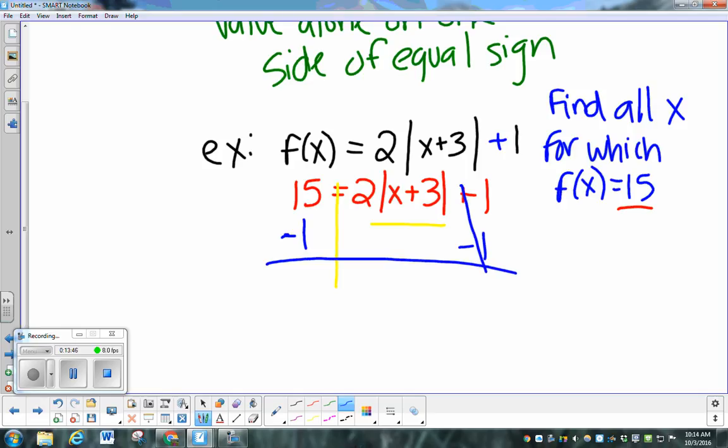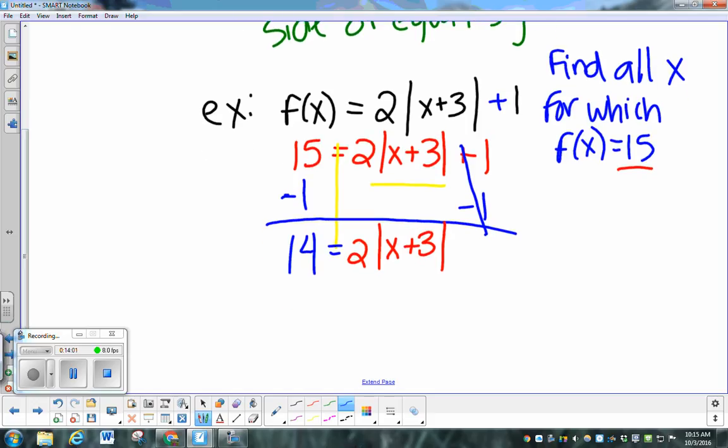So the plus 1 and minus 1 cancel out. On this side, we still just have the 2 times the absolute value of x plus 3. On the other side, we've got 14. So now, can I break my absolute value up into two things? Not yet. Is it alone over here? We have to divide by that too. We need to get the absolute value all alone. Pretend the absolute value is like an x right now, and you're just trying to get x by itself. So now we need to divide by 2 to get rid of that.